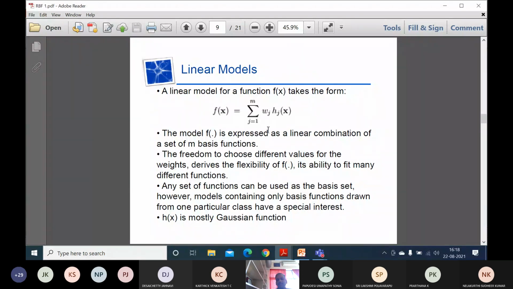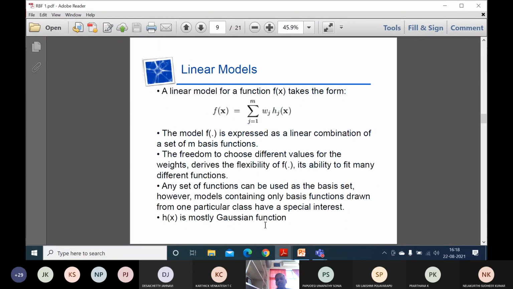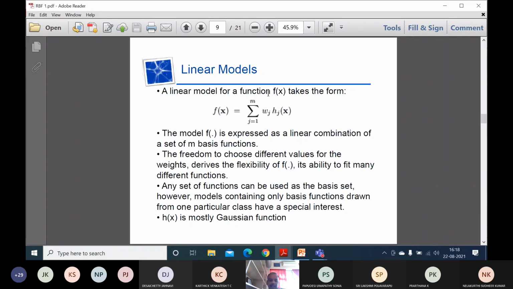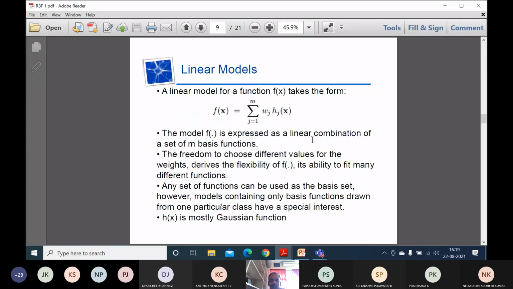Wj is the set of weights associated with the hidden units, and Hj of x is the set of basis functions applied to the different nodes or neurons of the hidden layer. So the model f of dot is expressed as a linear combination of a set of m basis functions. For example, here I have three nodes, which means I have three radial basis functions. The freedom is to choose different values for the weights, which gives the flexibility and the ability to fit many different functions.